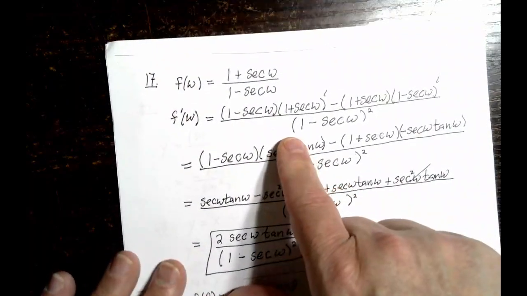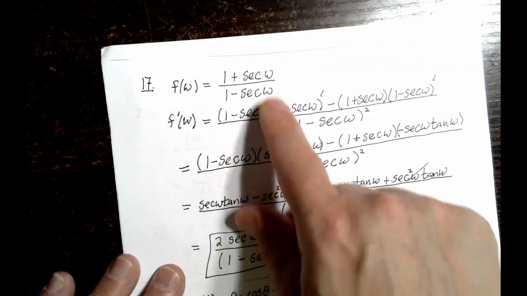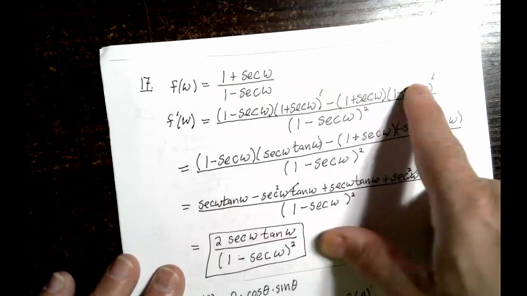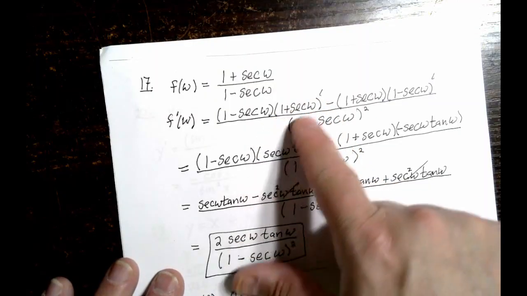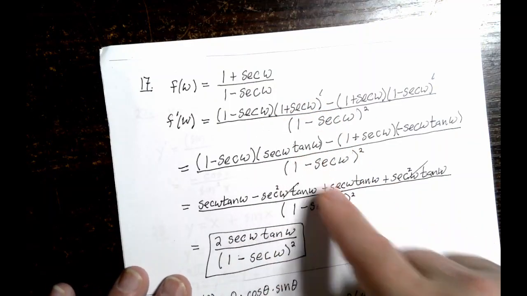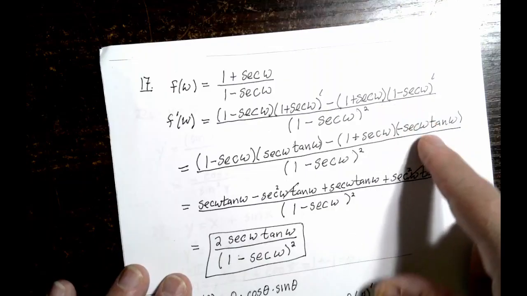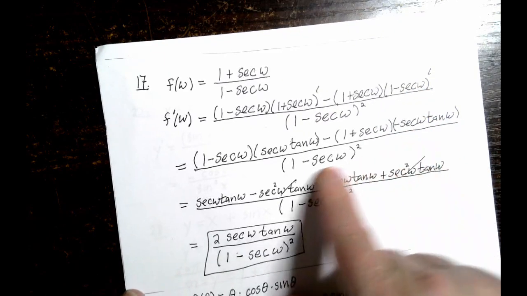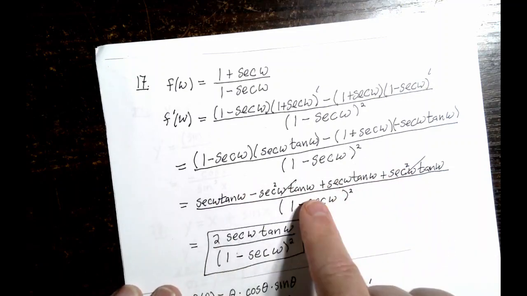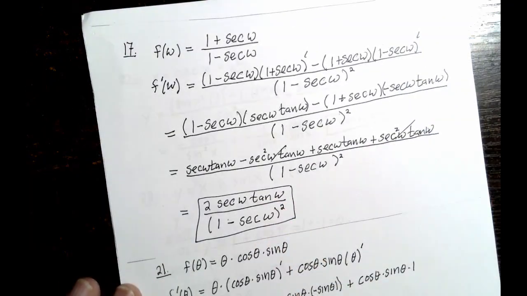This one, again the quotient rule, bottom times derivative of the top minus the top times derivative of the bottom over the bottom squared. And derivative of 1 is nothing, but derivative of secant is secant tangent. Again, derivative of 1 is nothing, but the derivative of secant is secant tangent, it's got a negative in front. And you expand everything out and some terms cancel, and you're left with this guy here.